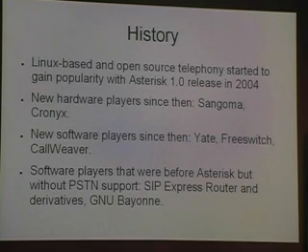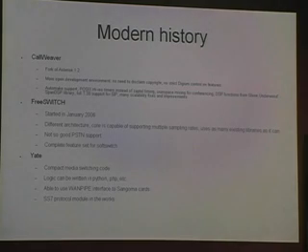So there is a short history course into the Linux telephony. As I said, the Linux-based telephony started to gain popularity with Asterisk 1, which was in 2004. Somebody already used the asterisk before the release, but the buzz started in 2004. And we have new hardware players since then, right now in 2007. And we have new software packages. And we have some software which was before asterisk, but largely forgotten. And this slide probably isn't so readable at all.